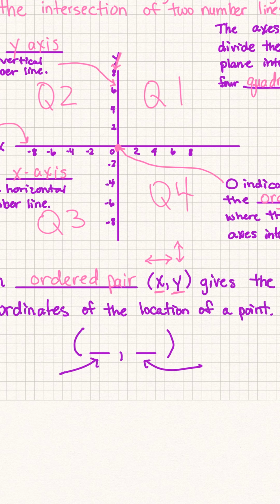So if we wanted to locate the coordinates (2, -4), let's do this in a different color, (2, -4), the x goes across, or right and left. So 1, 2, but then it goes down -4. 1, 2, 3, 4. That is the point that (2, -4) identifies.